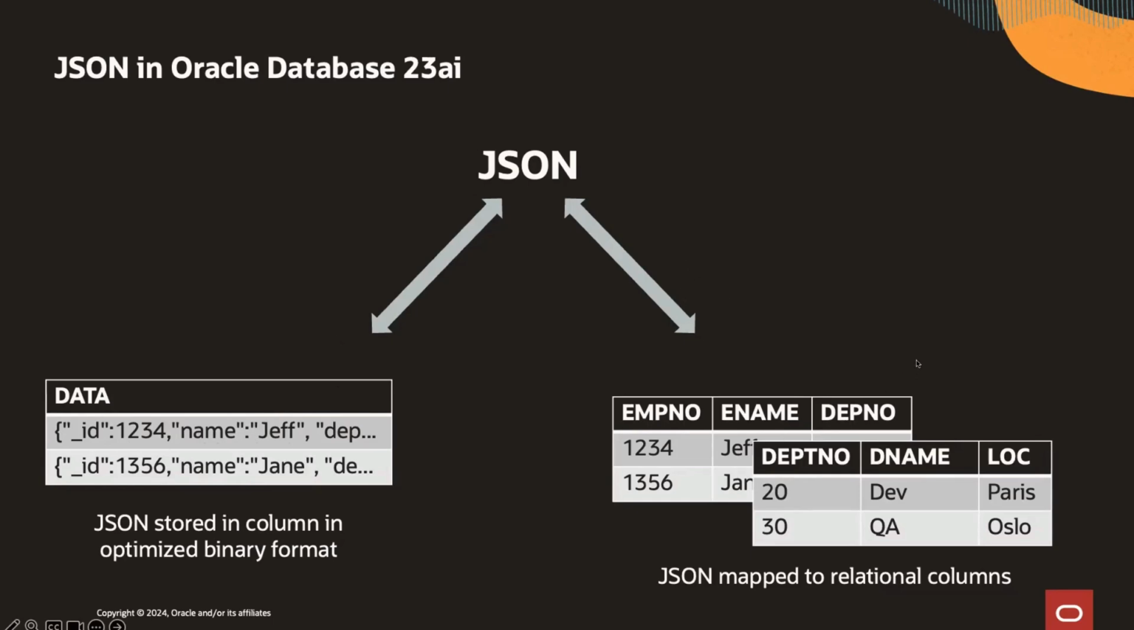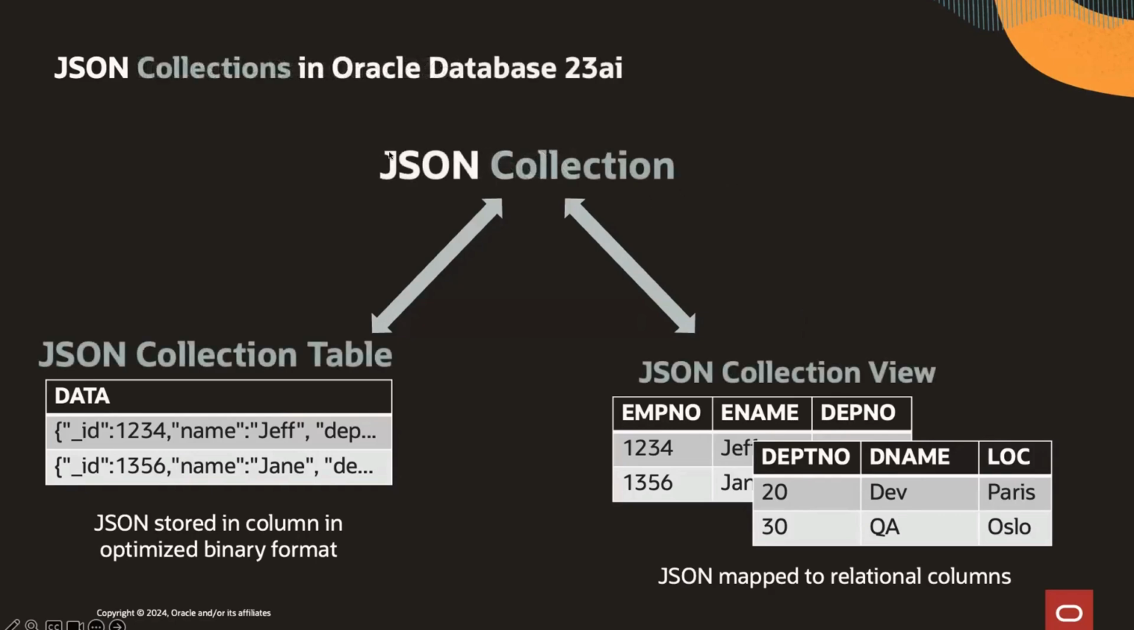The other way, on the right side, is where you don't store JSON directly as it looks, but you instead map it to relational columns. We also had this since 12.1.0.2 as a way to read JSON from underlying relational data. We call that JSON generation. The SQL functions are JSON object, JSON array, etc. And since 23AI, we can also do writes because these are basically duality views. So you can map JSON data to underlying relational tables.